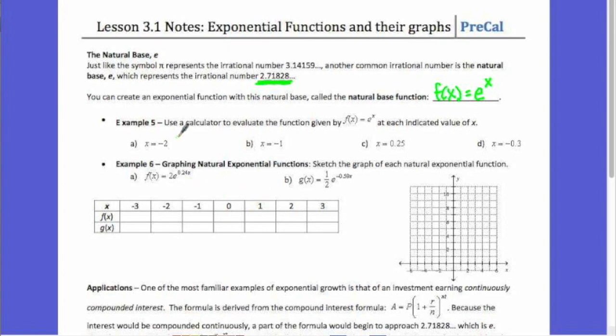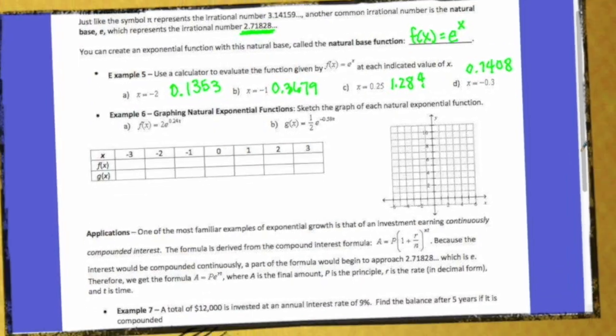All right, your solutions when x is negative 2, 0.1353. When it's negative 1, 0.3679. When we do 0.25, we get 1.284. And for D, when we do negative 0.3, we'll get 0.7408. Again, make sure that you can type those into the calculator and you do get those solutions.